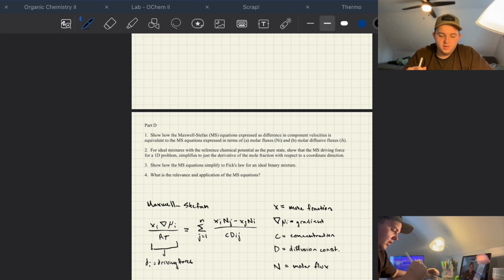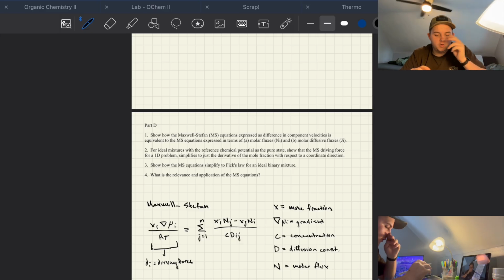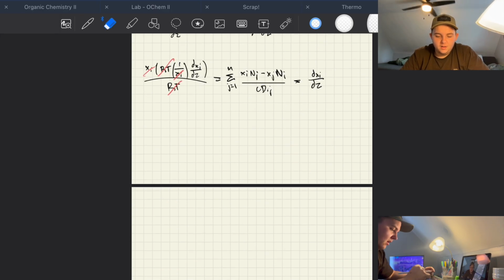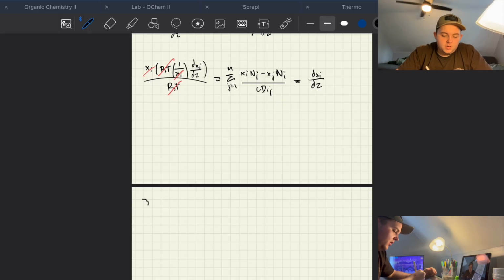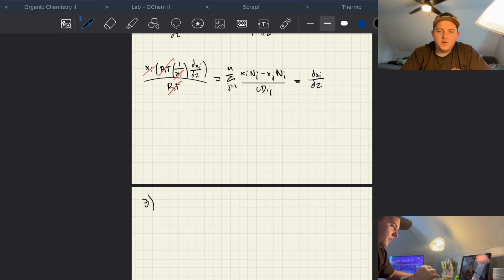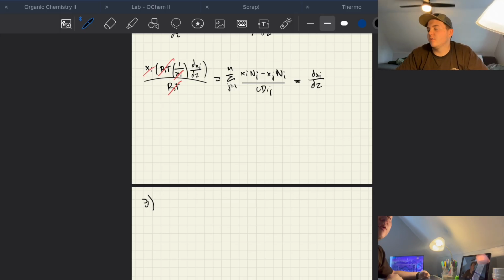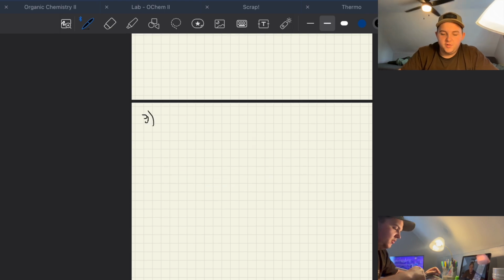So we're going to move on to 3, which is to show how the Maxwell-Stefan equation simplifies to Fick's law for a binary mixture. We're just going to do a new page. Okay, so we've been writing the summation down further and further, so we're actually going to perform the summation now.